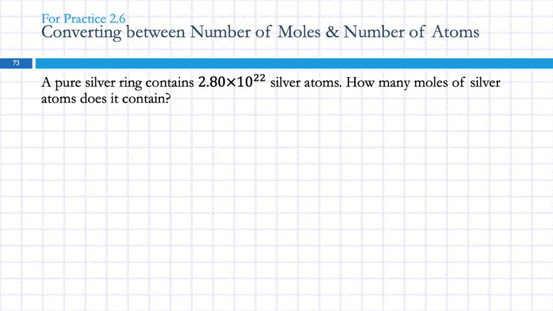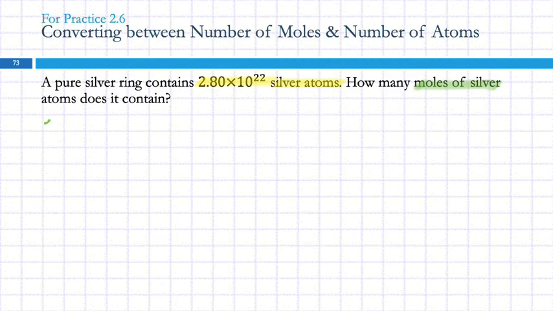So here's a question. A pure silver ring contains 2.80 times 10 to the 22 silver atoms. How many moles of silver atoms does it contain? Read the question. Here's a number. And then I'm going to ask myself, what is it asking me to find? How many moles of silver?